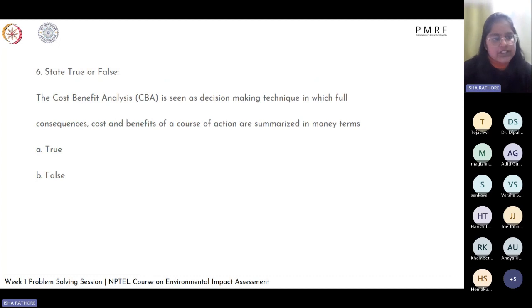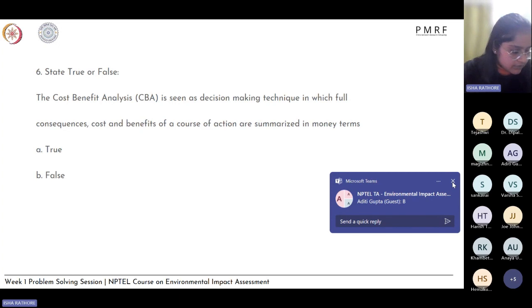So moving on to the next question, state true or false. The cost benefit analysis, or CBA, is seen as a decision-making technique in which full consequences, cost and benefits of a course of action are summarized in monetary or money terms. So is the statement true or false? Okay, so we have A's. Yeah, so this statement is true.